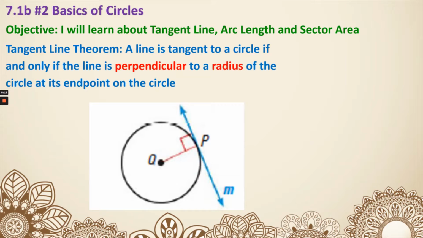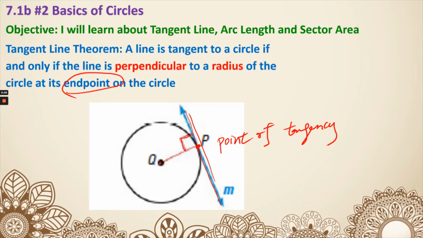This is talking about a line is tangent to a circle if and only if the line is perpendicular to a radius of the circle at its endpoint on the circle. So there are some technical terms. First, we just got to know there is a tangent line right here, which is this one, line M. And this point, which is also the point of tangency, that is being referred as the endpoint right here. It's basically saying if we connect the point of tangency with the center of the circle, that is going to be a radius. And that radius is actually perpendicular to the tangent line.